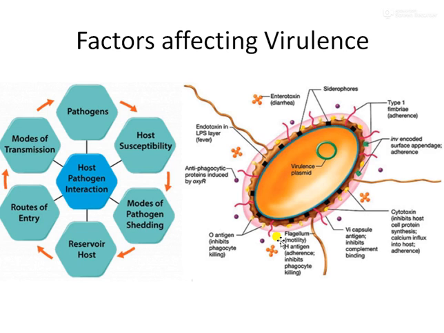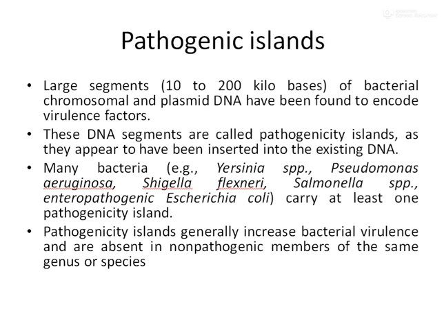So we are not going into the full depth of what the factors are, but an overall view is being given of the various factors which are responsible for virulence. And in this figure you can also see that there are certain plasmids found in certain bacteria which are responsible for virulence also. So let's move on. Firstly, let's talk about the pathogenicity islands.